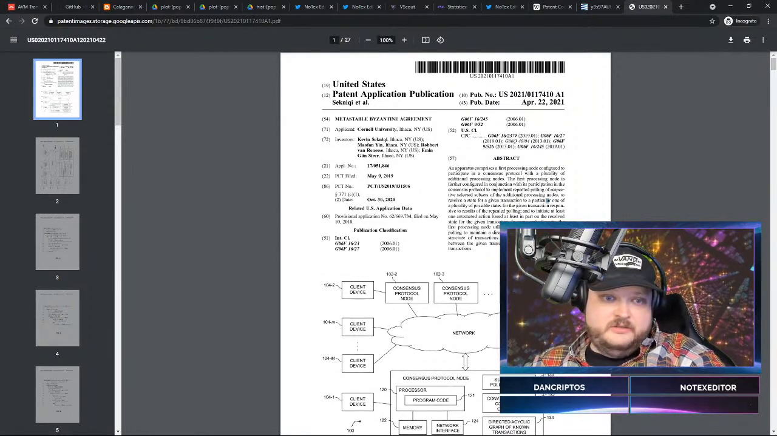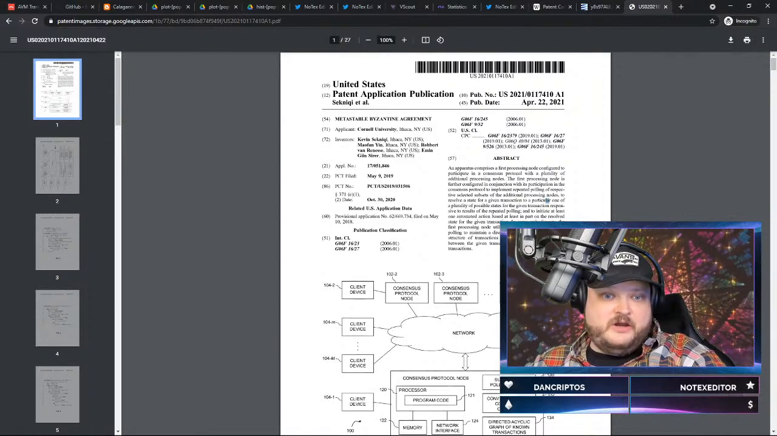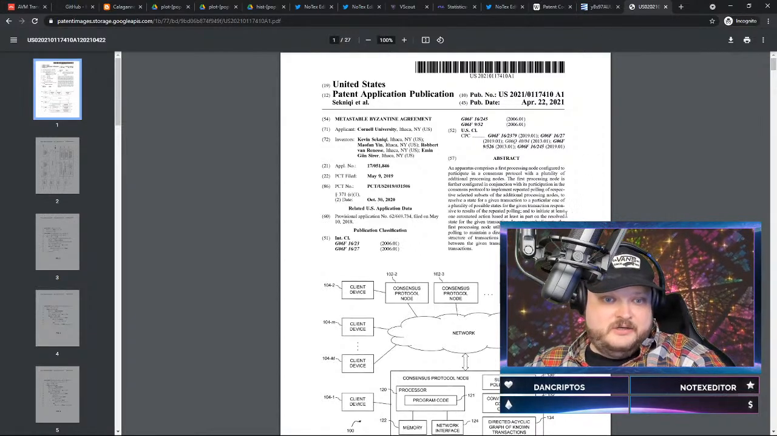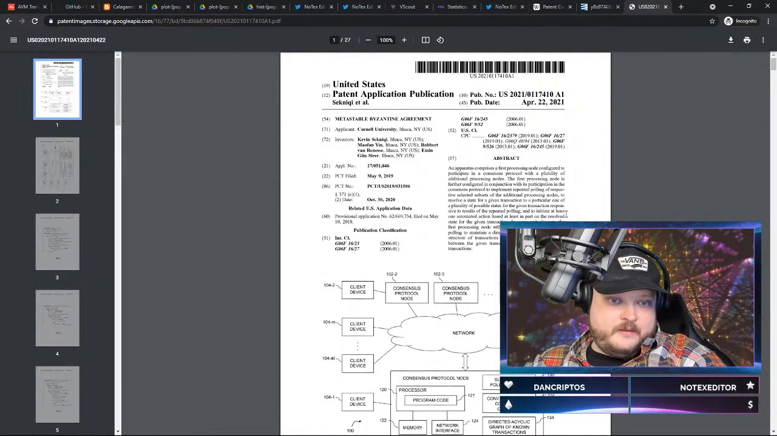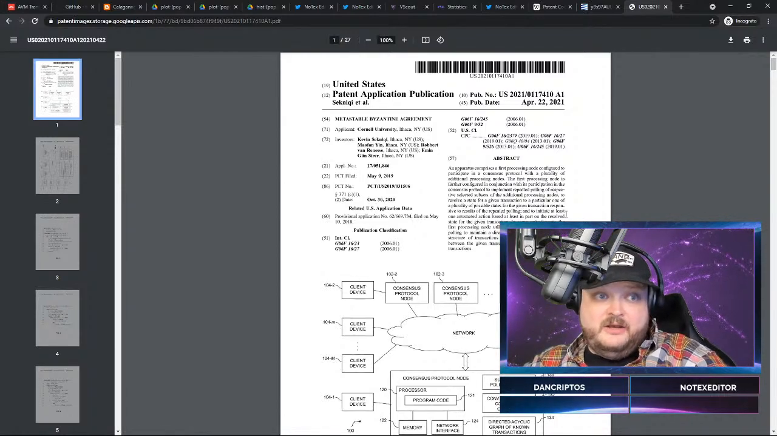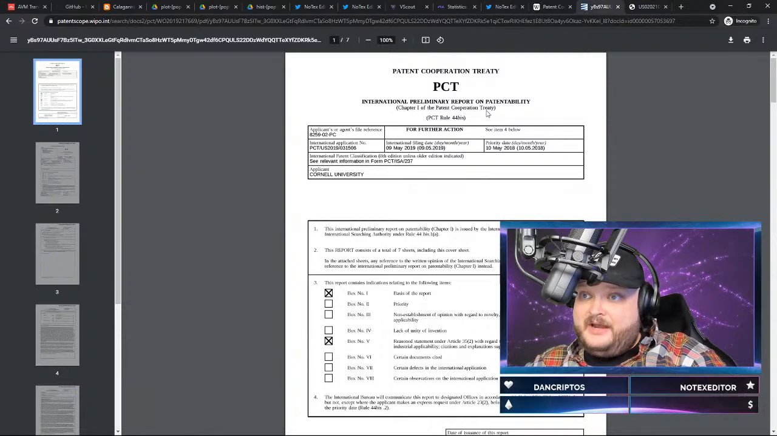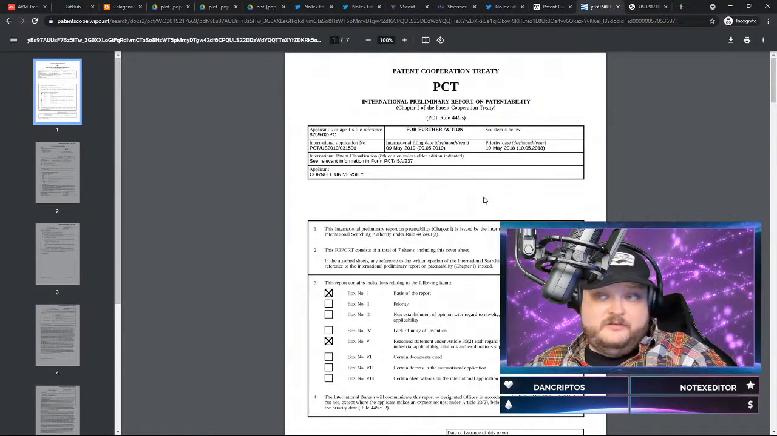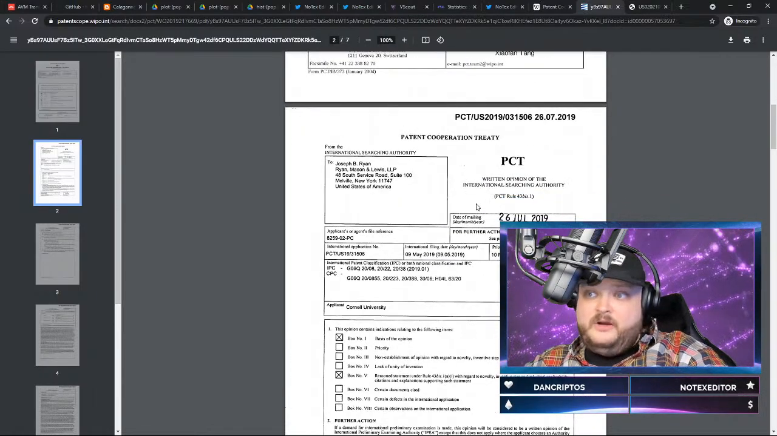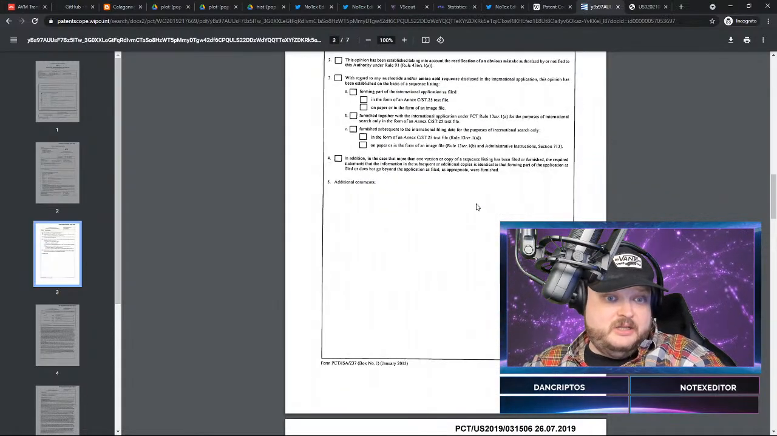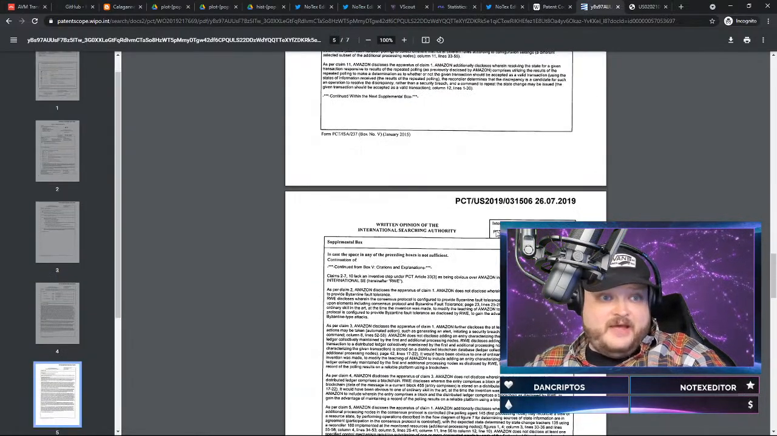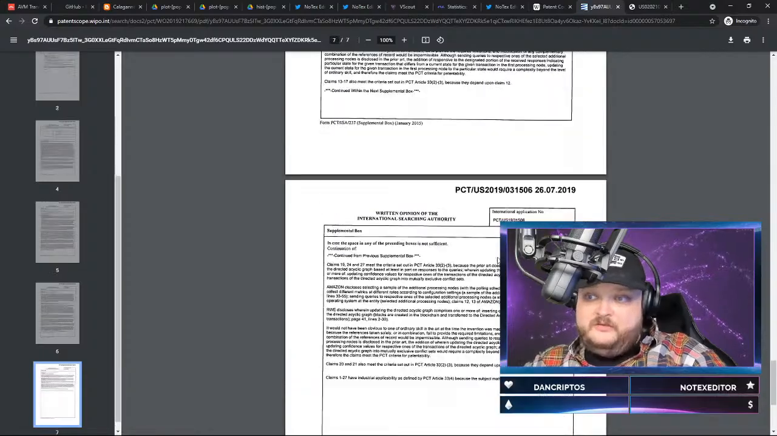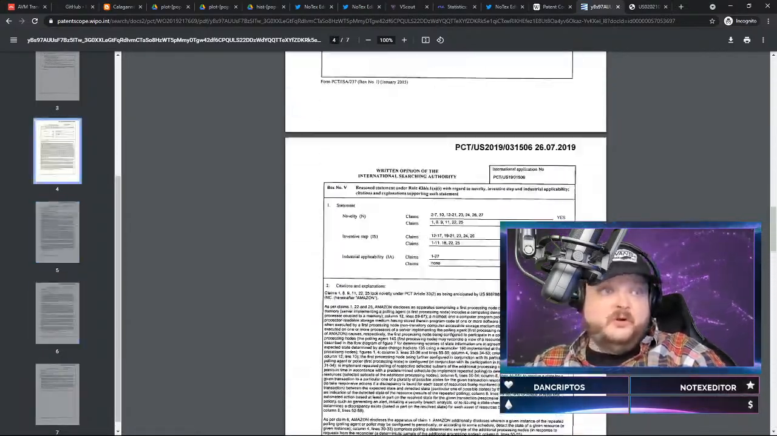What international rejection are you talking about? There's no international rejection. I don't see any international rejection here. This is not a rejection. This is a preliminary report on patentability. Where is there an international rejection? This is not that. It's flat out not that. I don't think it is. This is the written opinion of the International Searching Authority. This is appealable, by the way.